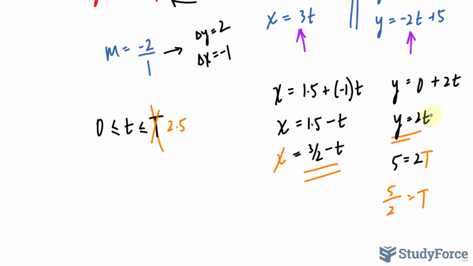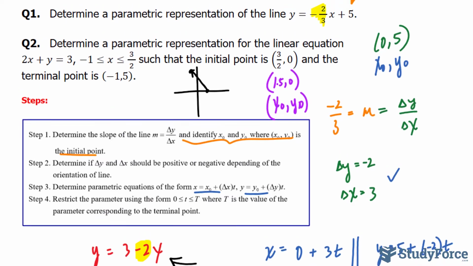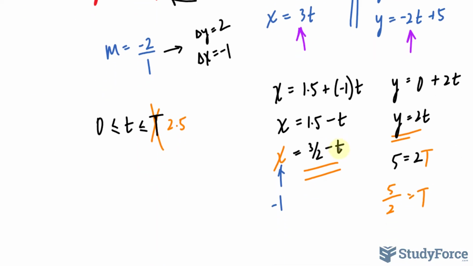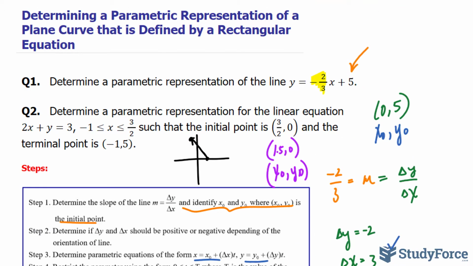And interestingly, had you not used this equation and used this one instead, having put negative 1 into here, remember the x coordinate of the terminal point, and solving for t, you would have ended up with, again, 2.5. So there you have it. That is how to determine a parametric representation of a plane curve that is defined by a rectangular equation.